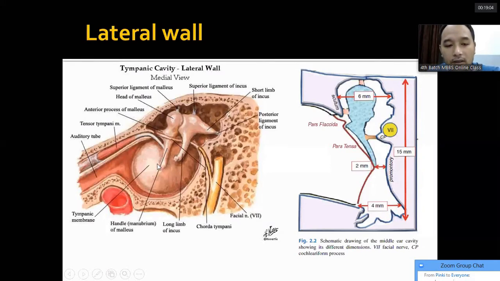Just see here, this is the inside view of the tympanic membrane. This is a parasagittal section. This is the inside of the tympanic membrane, the handle of the malleus. This forms the lateral wall, the tympanic membrane, and behind this are the head of the malleus and the body of the incus, and there is the scutum. The nerve chorda tympani passes between the incus and the malleus and crosses the lateral wall. So the lateral wall is simple: tympanic membrane, scutum, lateral wall of the hypotympanum, and the chorda tympani nerve.